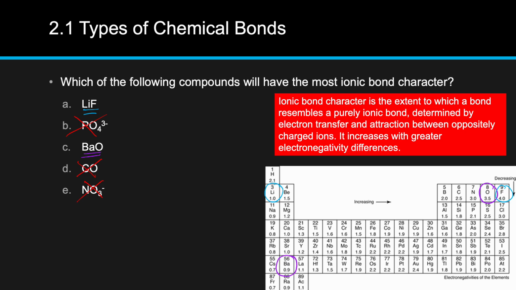But if you have a problem like this in the periodic table, you can just think of it as the horizontal distance and not really the vertical distance. So looking at lithium and fluorine, those are further away from each other, so we know the electronegativity difference is going to be greater, which means lithium fluoride will have the most ionic bond character between lithium fluoride and barium oxide.